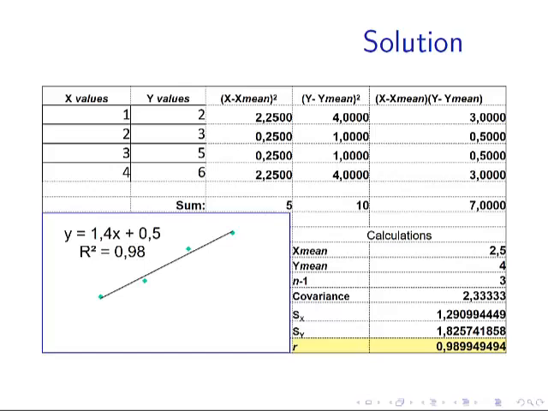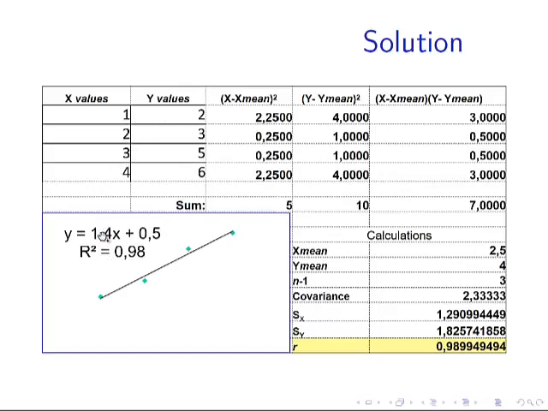What does it mean? It means that the least squares regression line explains 98% of the given data. 98% of our given data follow this line. Okay, all these points follow this line. Therefore, it's interesting. It's very close to 1. It's very close to perfect linear relationship. Therefore, it's interesting to find the relation between these two variables.